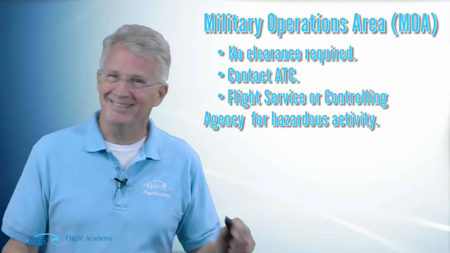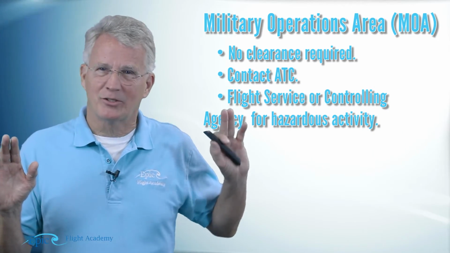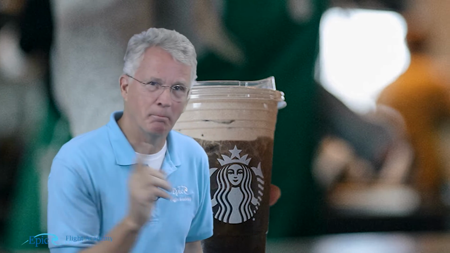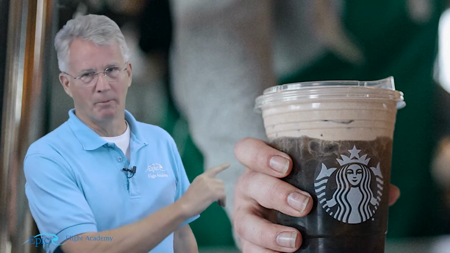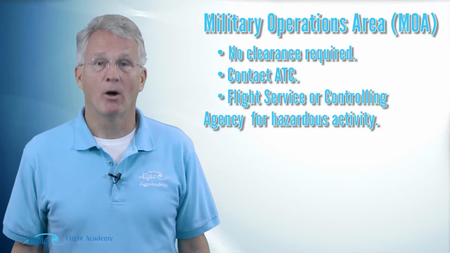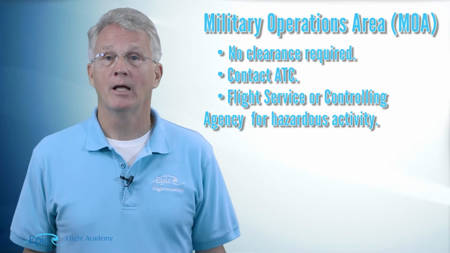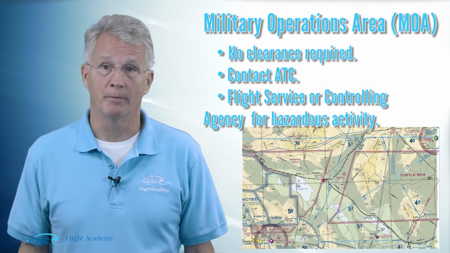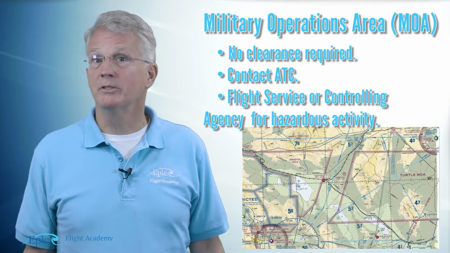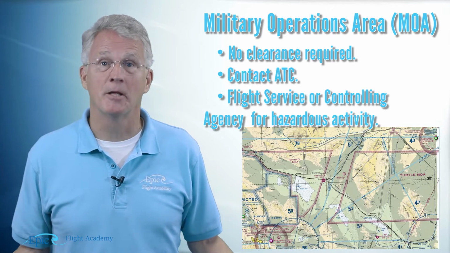The second type of special use airspace that you'll see marked on your chart is what we call a MOA. Well, now that's not a Starbucks drink. I think you're thinking of a mocha. This is a MOA, a military operations area. And again, pretty much exactly what it sounds like.